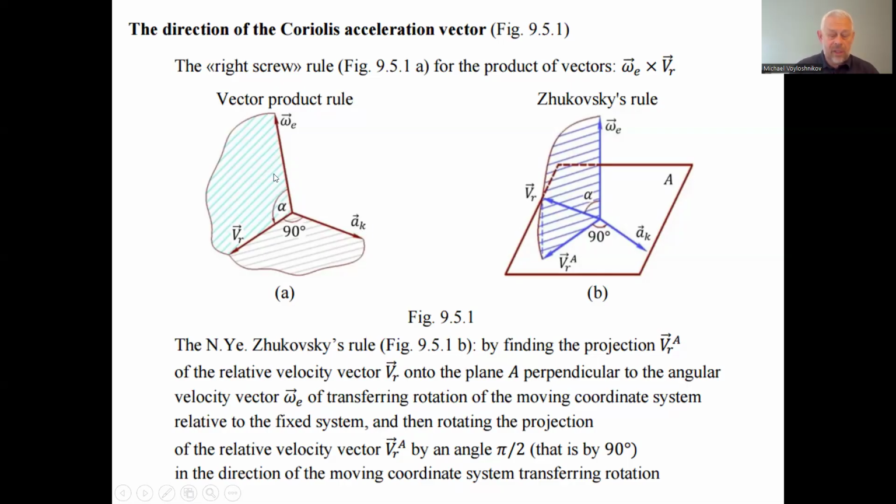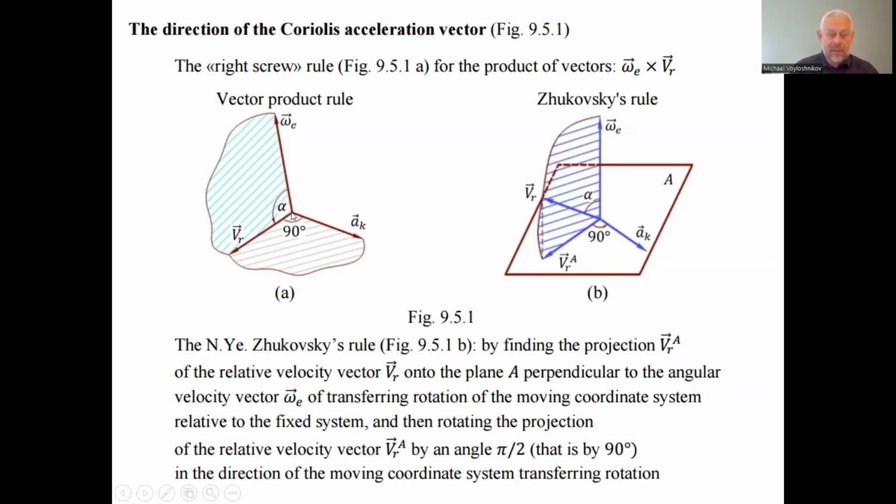To find the direction of the Coriolis acceleration, we rotate the vector of the angular velocity, the first factor in the vector product, to the vector of the relative translational velocity, the second factor. The sequence of the factors is important for finding the direction of the Coriolis acceleration. This is translational acceleration, exactly, progressive translational acceleration.